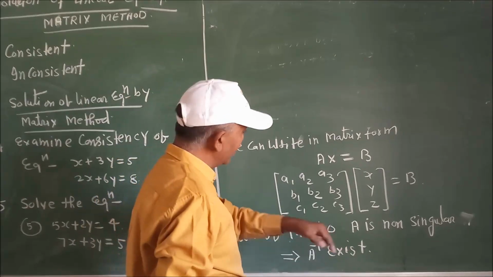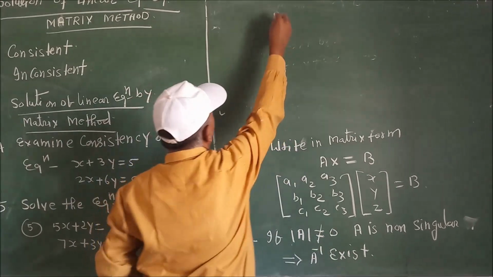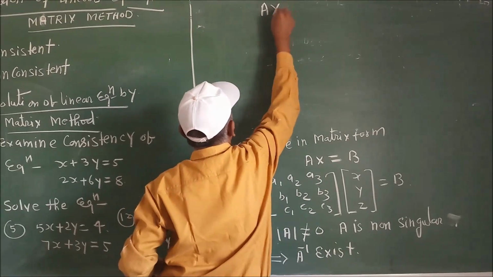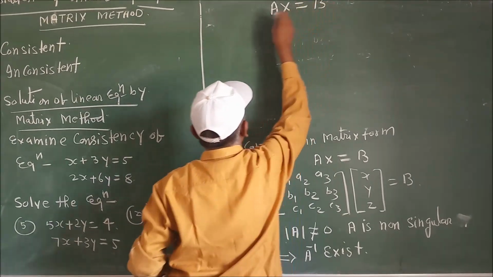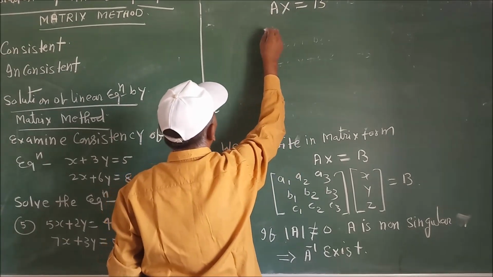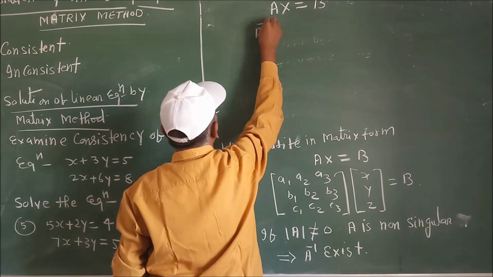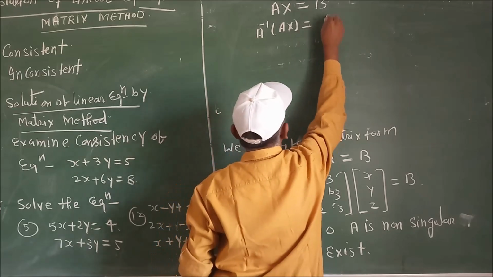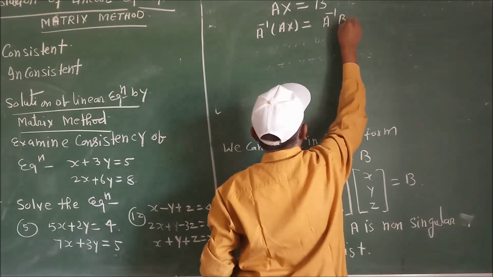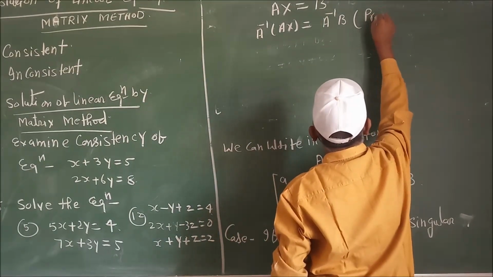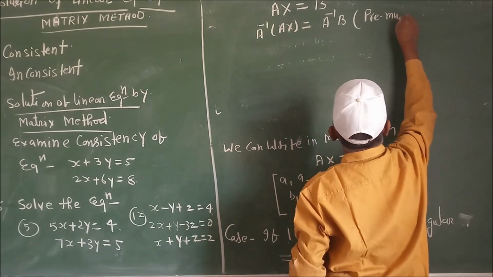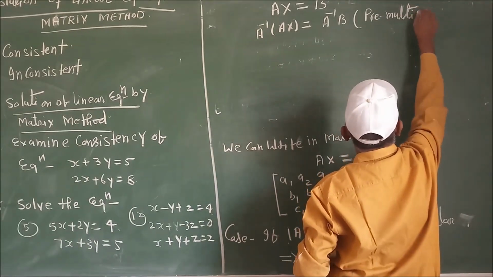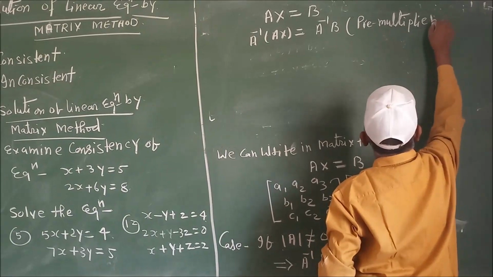If A inverse exists, this equation can be written as AX is equal to B. So pre-multiply by A inverse: A inverse into AX is equal to A inverse into B. Here we pre-multiply by A inverse.